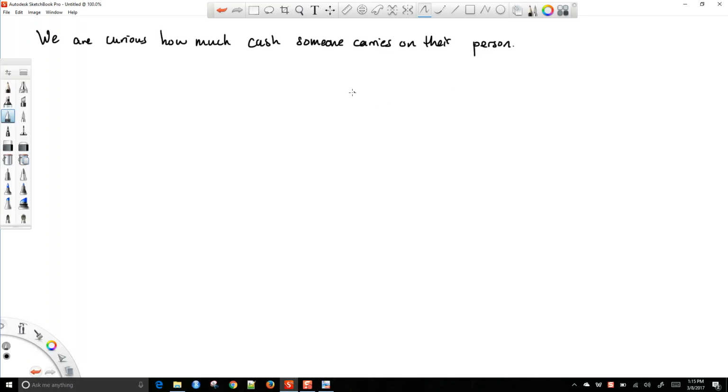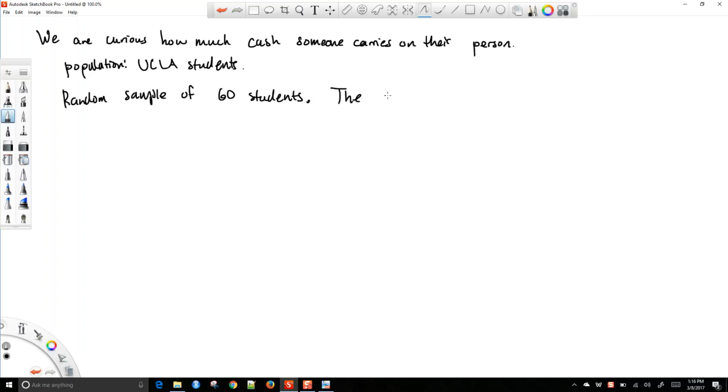Okay, so let's say we do this at UCLA. So our population will be UCLA students. All right, so somehow, I don't know how we did this, but we get a random sample of, I don't know, 60 students. Random sample of 60 students, and how much money do you guys carry in your pocket at any given time? I have no idea.